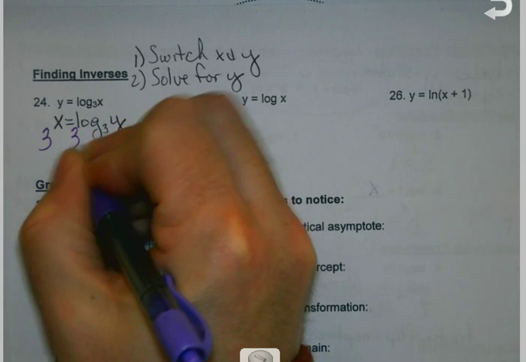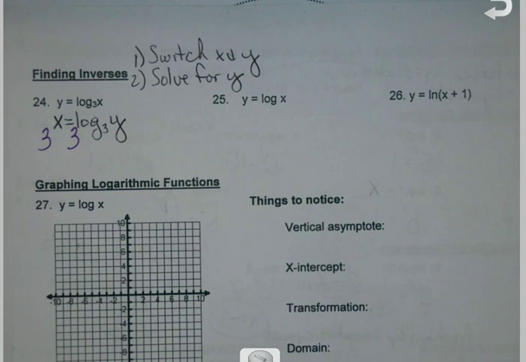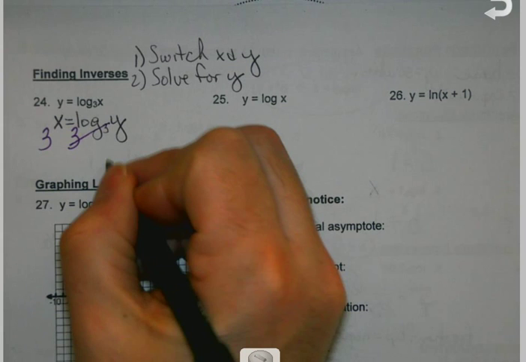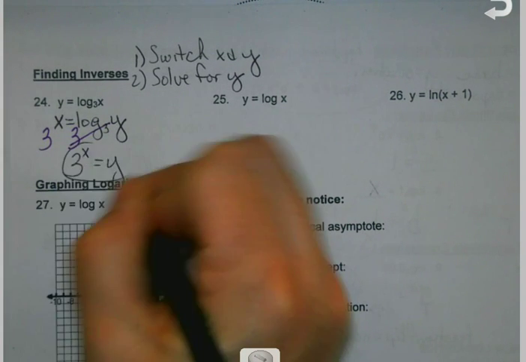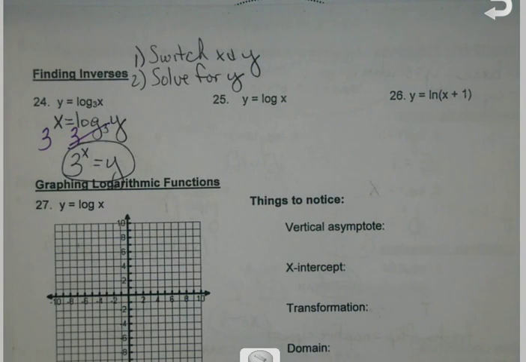I'm going to take both sides and turn my sides into exponents. Exponentiate to get the 3 in the log base 3 out of there. So my answer would be 3 to the x power would be my inverse. Because again, exponentiate means they're exponents now. It's not 3 times x. It's 3 to the x power.